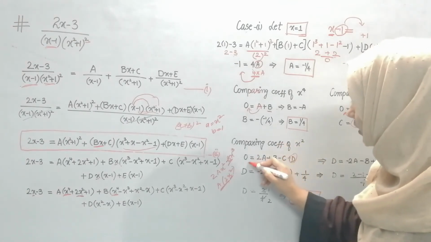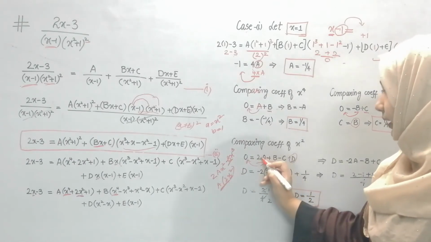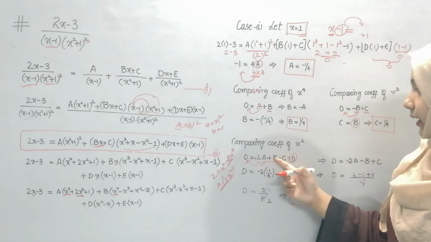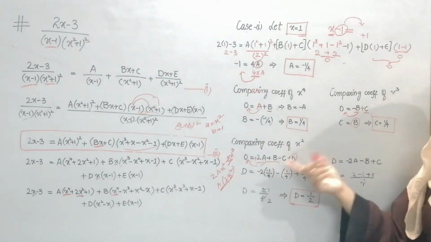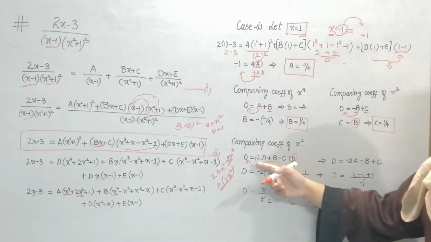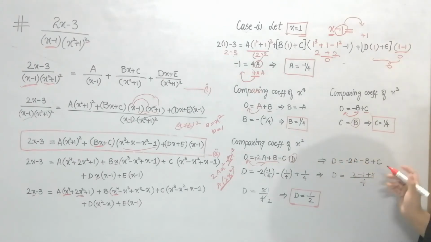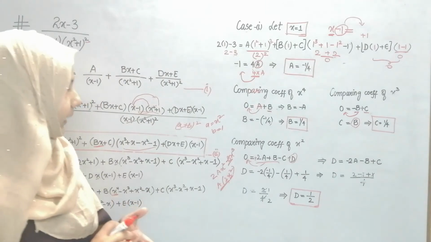I'll send all these terms to the other side. Here a is adding, goes to the other side. It is 2a, right? It is adding. Goes to the other side, it will be minus 2a. And b adding, goes to the other side, it will be minus. And c, it is subtracting, goes to the other side, it adds. So now d is what? Minus 2a minus b plus c. Done. Now let's substitute the values of a, b and c.